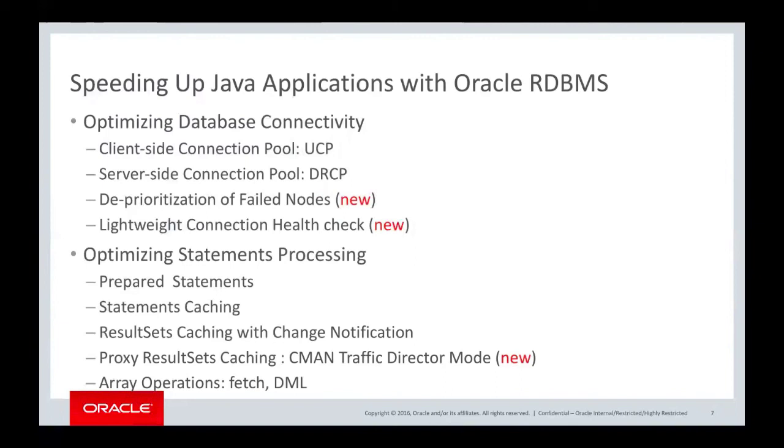So the recommendation is you must have a connection pool. You could use a client-side connection pool, which we call UCP. It stands for Universal Connection Pool. Or you may use a server-side connection pool called Database Resident Connection Pool, or DRCP in short. Nimala, feel free to interject anytime if you want. Sure, Kwasi. Yes, DRCP stands for Database Resident Connection Pool, which is on the server side.